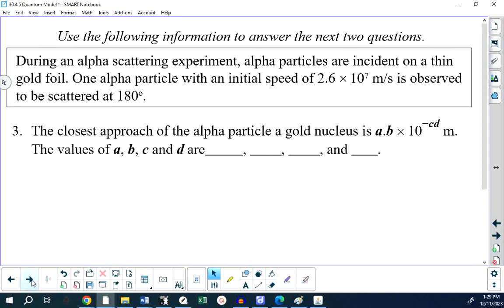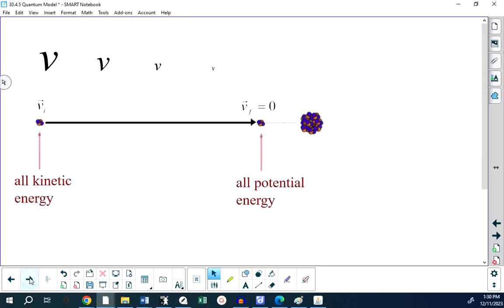Here's the first question. During an alpha scattering experiment, alpha particles are observed to be scattered at 180 degrees. What does that mean? It means they come straight back. And what it means is this. As the alpha particle is way out here, moving to the right, it is moving quite fast, and it's far enough away from the nucleus that there's no electrical potential energy. As it gets closer, there's going to be a force pushing it backwards, slowing it down.